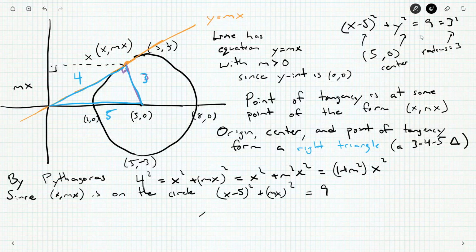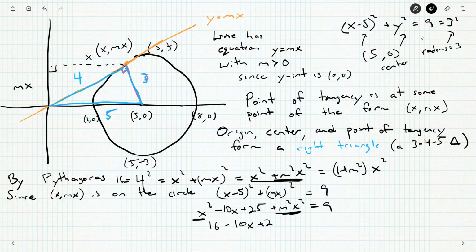We can clean this up a little bit. x squared minus 10x plus 25 plus m squared x squared is equal to 9. Well, hey, look at that. We know that that's 4 squared, which is 16. So 16 minus 10x plus 25 is equal to 9.